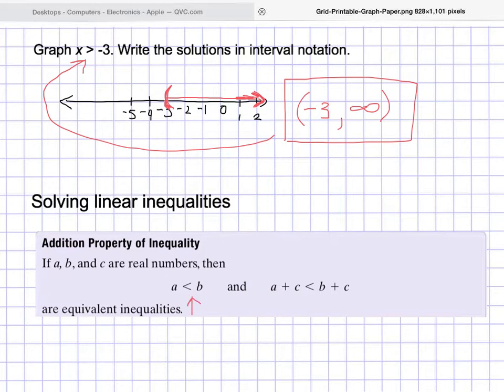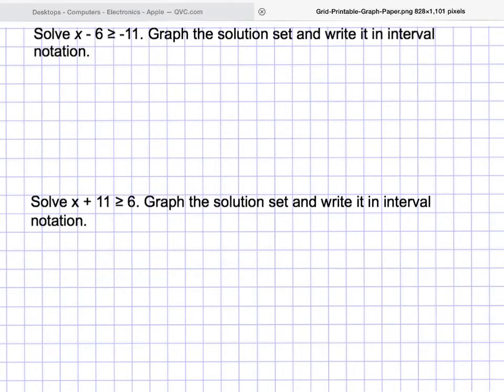like here, what the addition property of inequality says is if you add C to one side, you have to add C to the other side to maintain the exact same inequality. That's just like you do when you're solving an equation. So whatever you add to one side, you add to the other side. Whatever you subtract from one side, you subtract from the other side. So let's look at some inequalities and solve them.